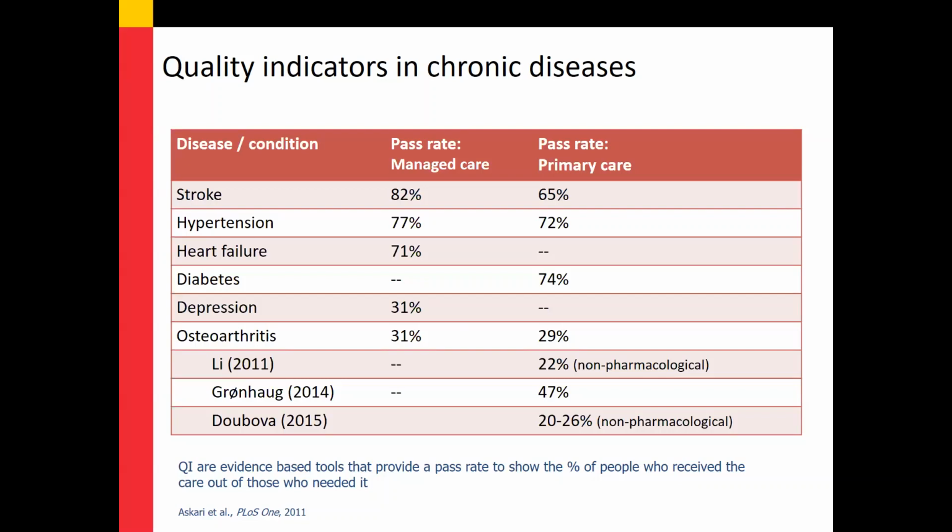They have been developed over many years for the management of chronic diseases. But if you look here at what they call the pass rate, I don't like that word, but that's what they called it. It shows the percent of people who received the care out of those who needed it, based on the quality indicators. And you see here, for osteoarthritis, a very prevalent condition, typically with people who have other comorbidities perhaps, or co-medications, the rate is only between 29 and 31%.